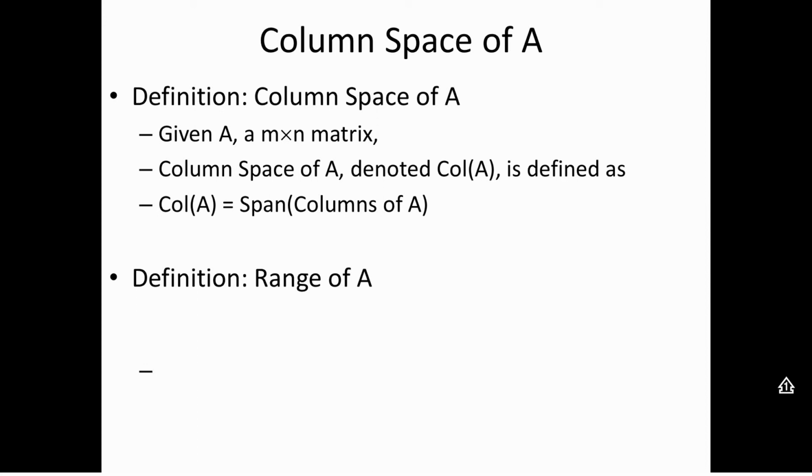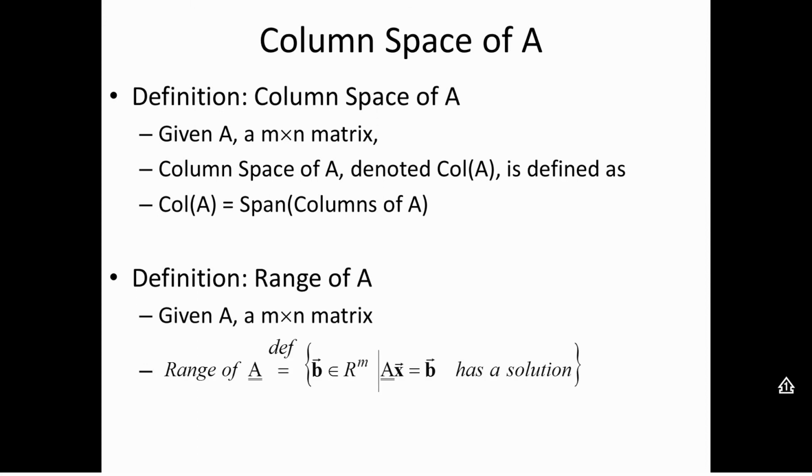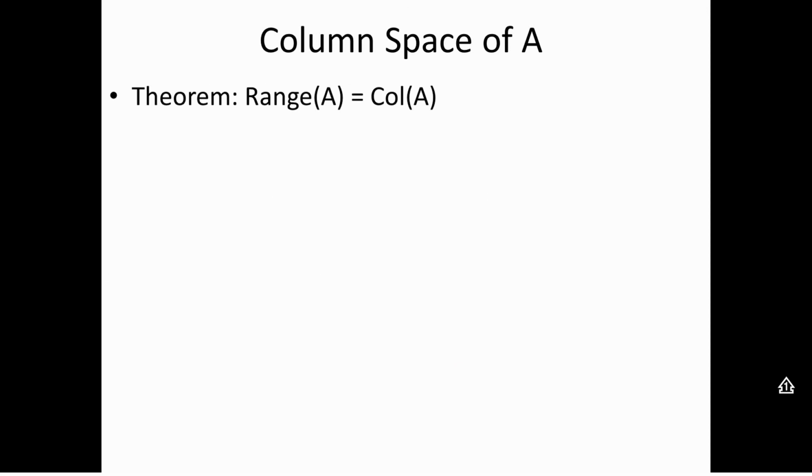And so we're going to introduce this new term called the range of A. The range of A is basically all of the right-hand side vectors for which Ax equal to b has a solution. And we're going to show a really key fundamental fact now that's very important, which is that the range of A is equal to the column space of A. And this is such an important theorem, I want to prove this.